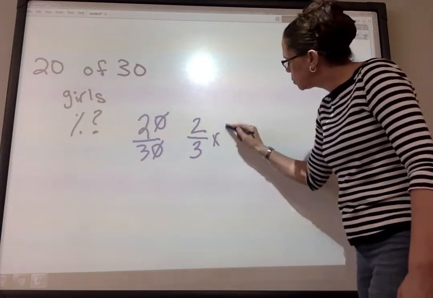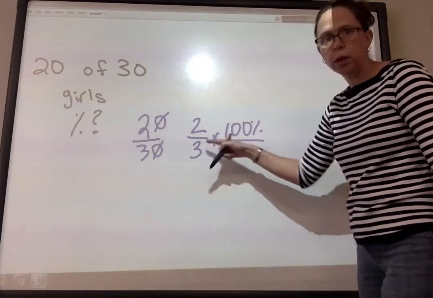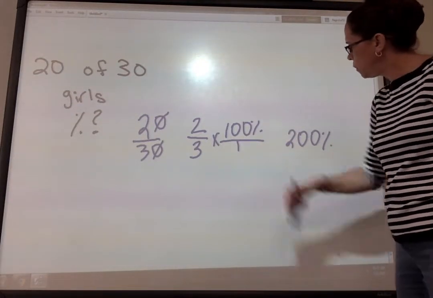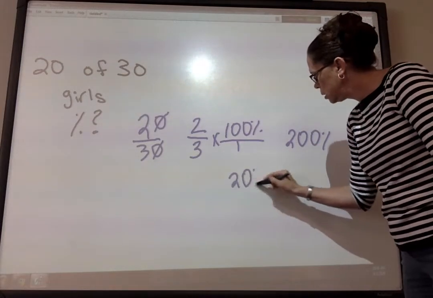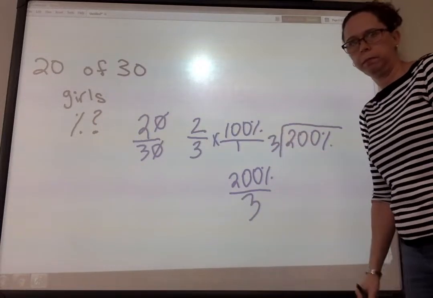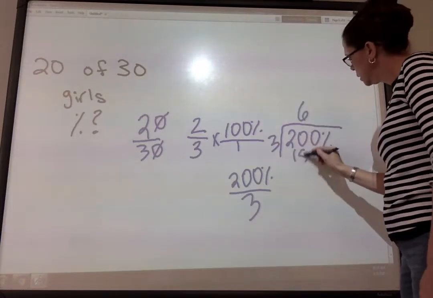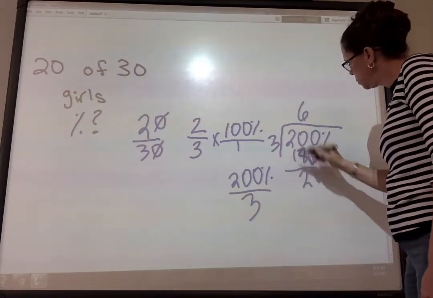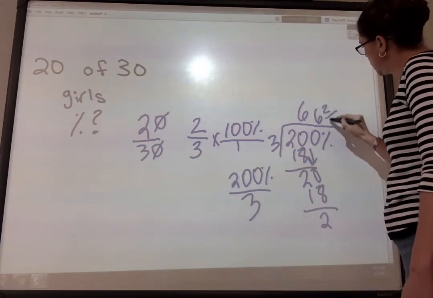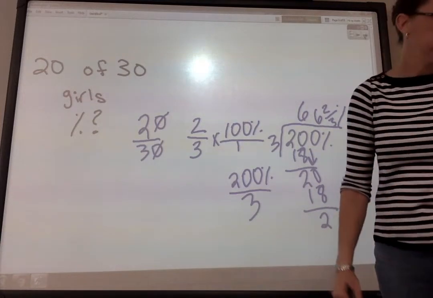So I'm going to multiply by 100%. I'm going to put it over 1. Since this is a fraction, I want fraction times fraction. So I get 200% over 3. 200% over 3 means 200% divided by 3. 3 goes into 20. How many times? 6. That's 2. Bring down the 0. 3 goes into 20. That's 6. I'm going to have a remainder of 2. 66 and 2/3% of the students were girls. Okay?